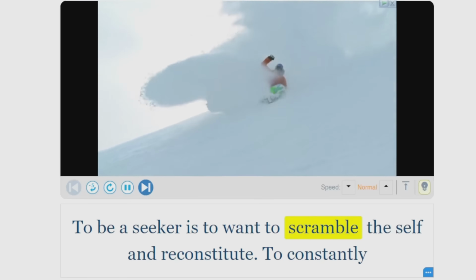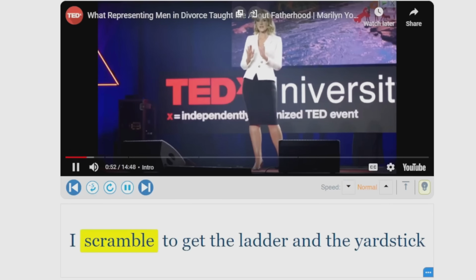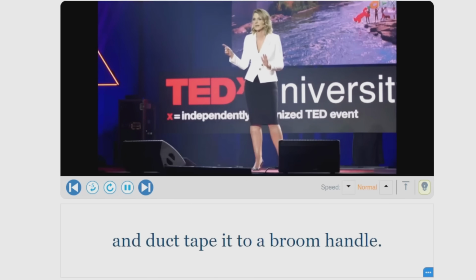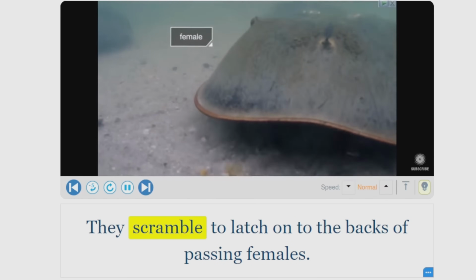To be a seeker is to want to scramble the self and reconstitute. I scramble to get the ladder and the yardstick and duct tape it to a broom handle. They scramble to latch onto the backs of passing females.